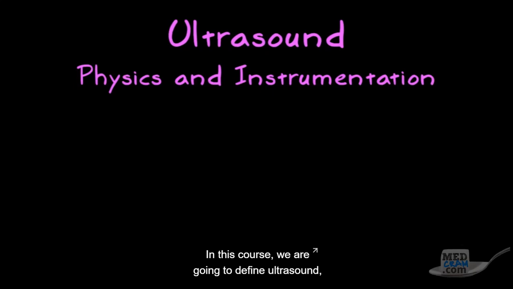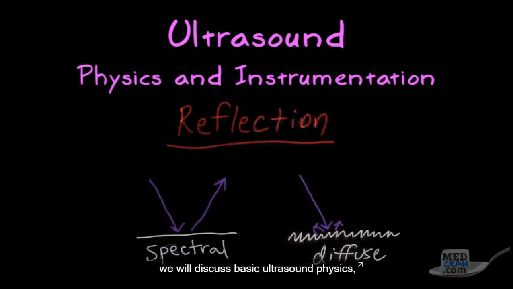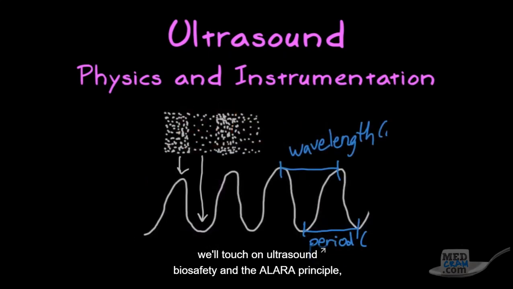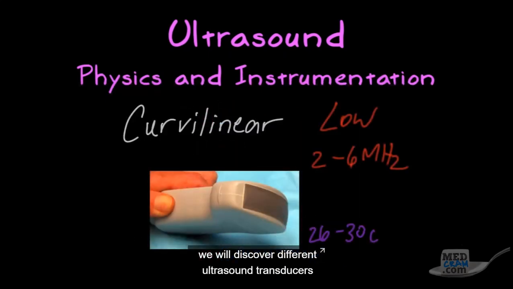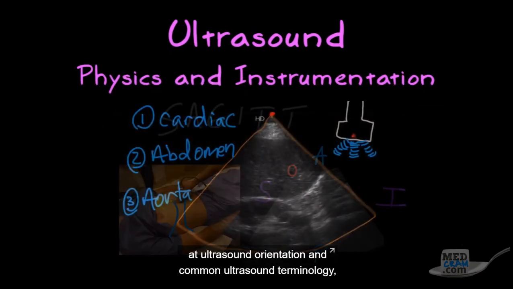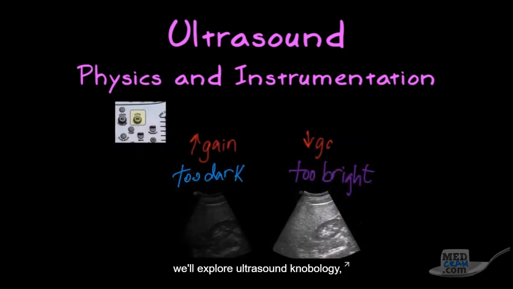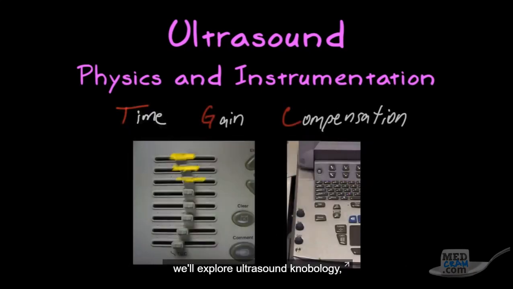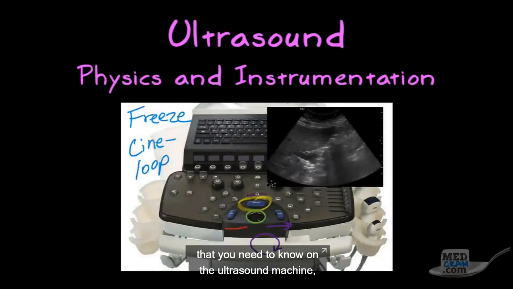In this course, we are going to define ultrasound. We will discuss basic ultrasound physics. We'll touch on ultrasound biosafety and the ALARA principle. We will discover different ultrasound transducers and their applications. We will look at ultrasound orientation and common ultrasound terminology. We will explore ultrasound knobology, or the different knobs and controls that you need to know on the ultrasound machine.